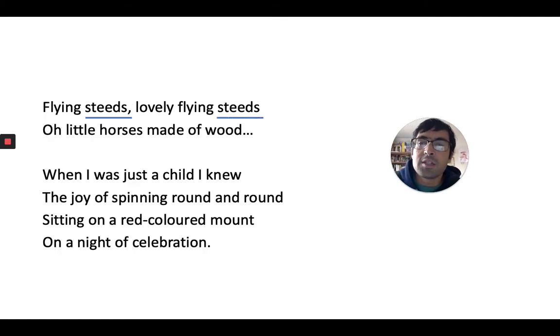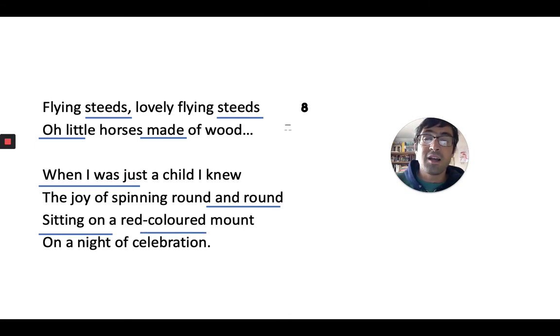So on the first line, horses is too long, so I looked up the word horse in a thesaurus and I found the word steed, which brought it down by 2 syllables. Oh and made I added to the second line. The third line I added when I was. The fourth line I added another and round, so it used to be just round and now it's round and round. Here I added sitting and coloured, and the last line was perfect.